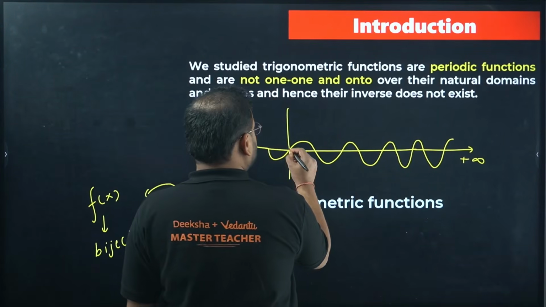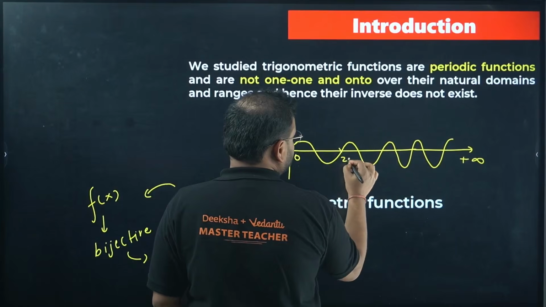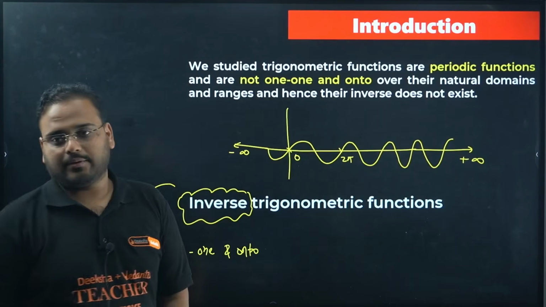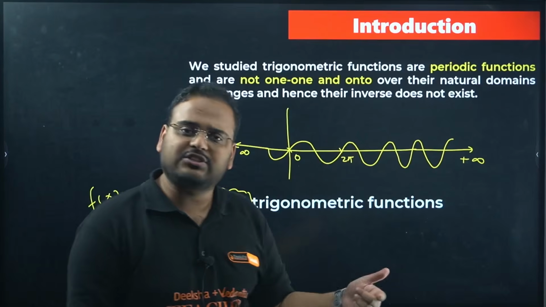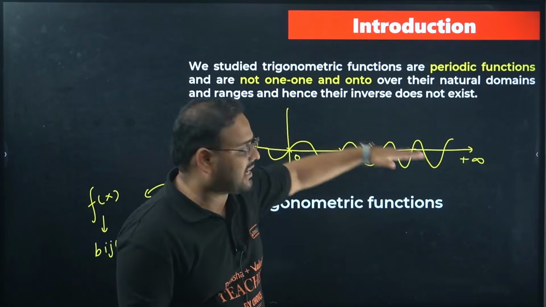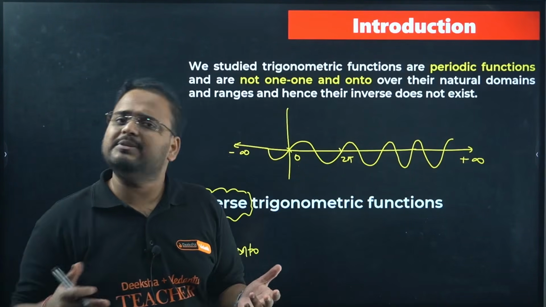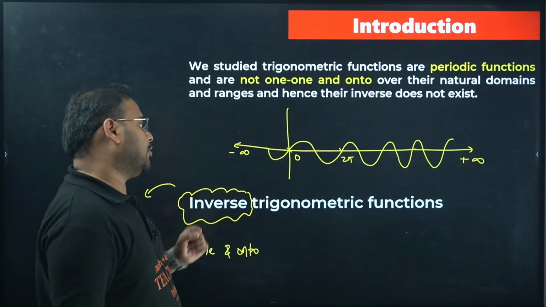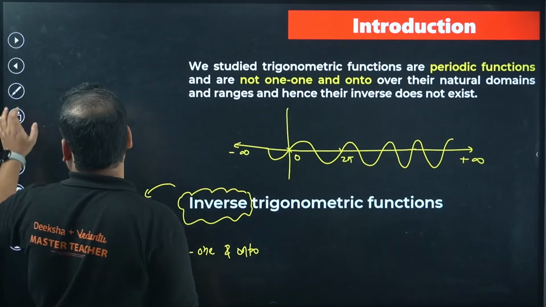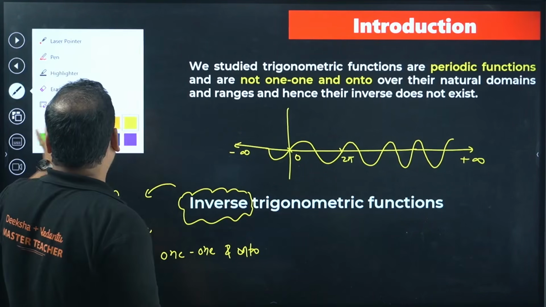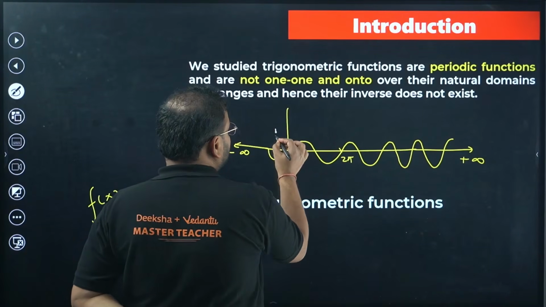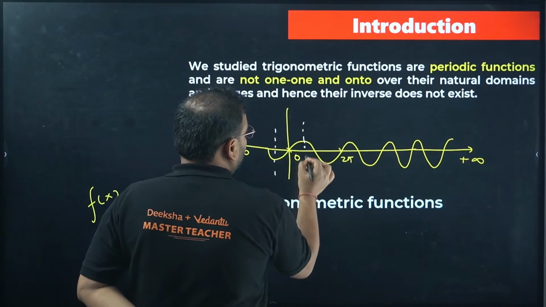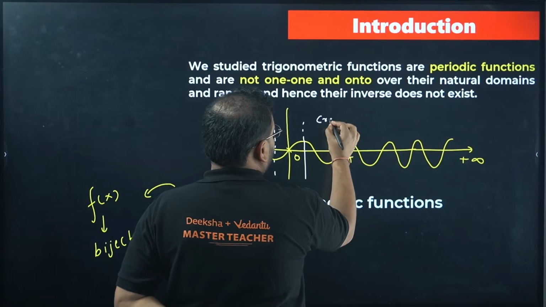Check here. This is 0 and this is 2 pi. If I draw a straight line parallel to the x-axis through it, you'll get more than one intersection. It means it is not one-one and also not onto. Then what do we do over here? It's not going to be a case of bijective. To create that, we create a restriction.